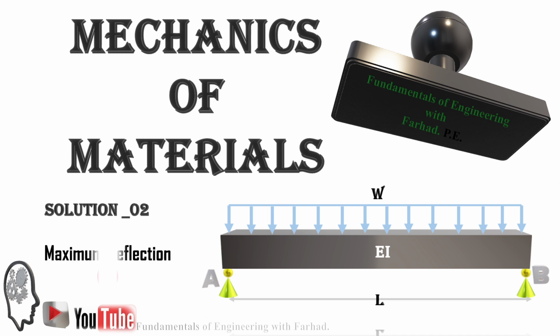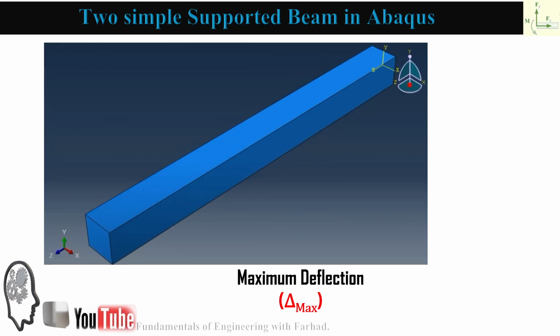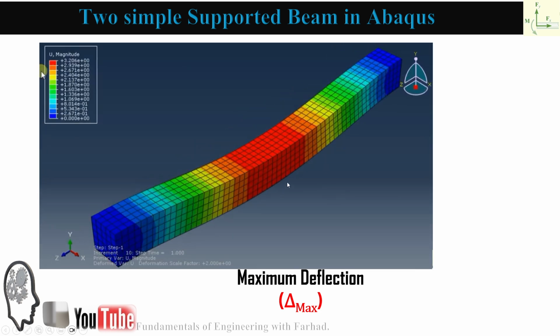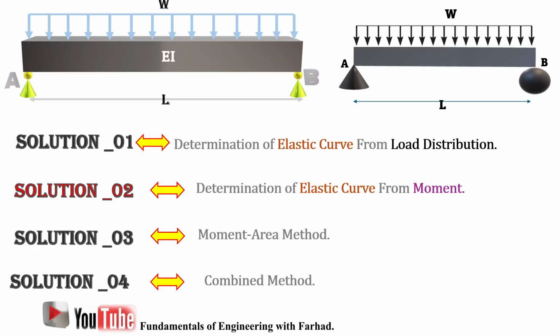Mechanics of Materials, Maximum Deflection Calculation in Beams. So if we have a simply supported beam, we want to calculate delta maximum at its center. We have different approaches to calculate it. Last time we solved this problem with the help of integration from the load function, and this time we are focusing on solution 2, which is determination of the elastic curve from moment.